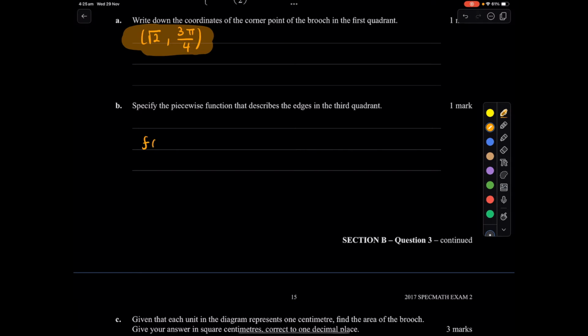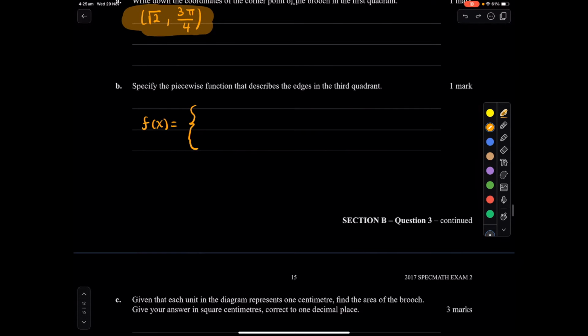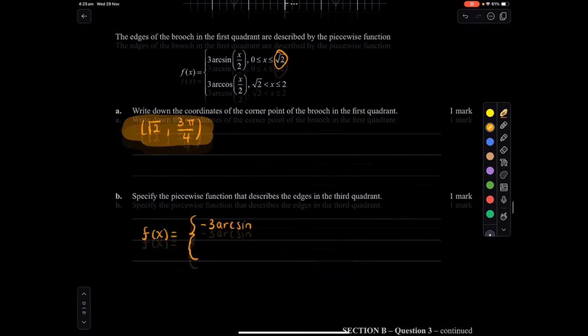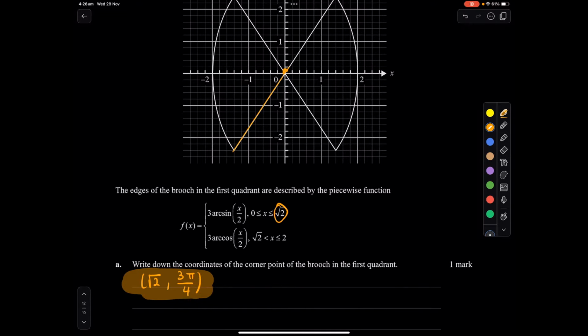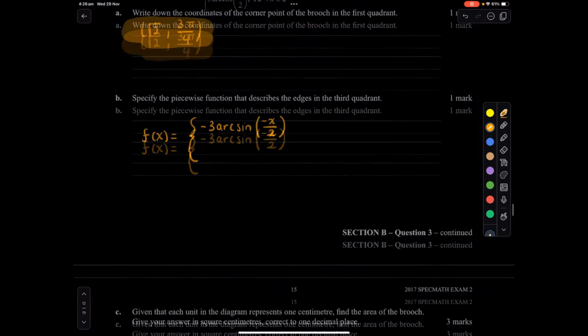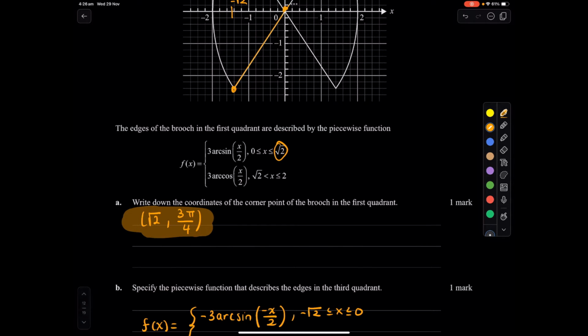So that's great. So pretty much what we're saying is, if we were defining a piecewise function, for example, let's say f of x, the piecewise function would be this over here, but we have a negative 3 arc sine, that reflection along the x-axis and also y-axis. So we'll have a negative x over 2. And now what's happened to the domain? Well, the domain now is here. So it's negative root 2 to 0, pretty much. So we can write it as negative root 2 to 0. And yeah, that looks great.